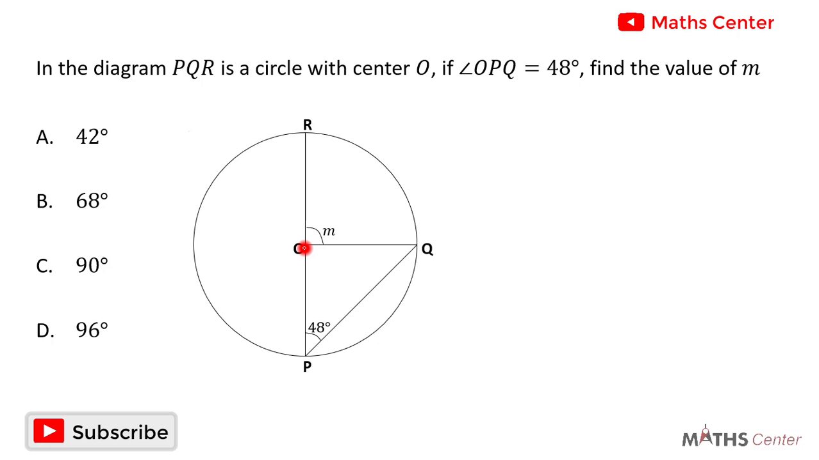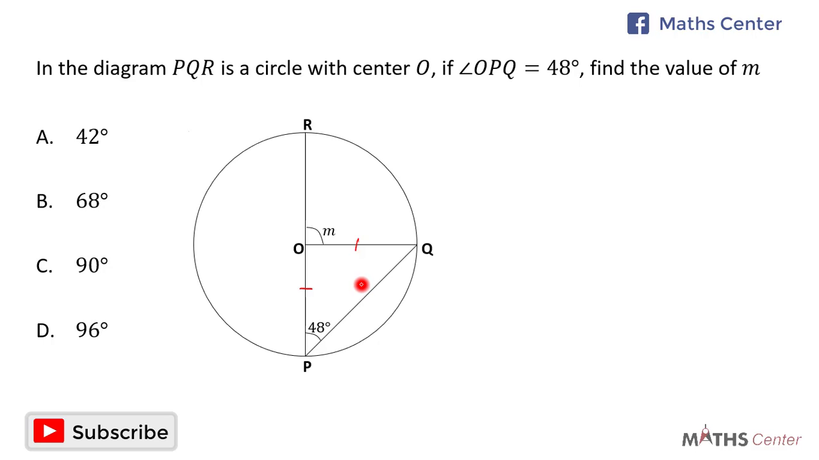If O is the center of the circle, then it means that OP is a radius and OQ is also a radius. The length of the radius is the same, so it means that the length of OP and the length of OQ is the same. If the length of OP and the length of OQ is the same, then it means that triangle POQ is an isosceles triangle.